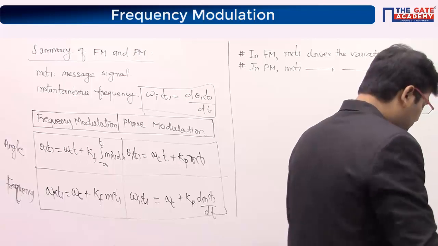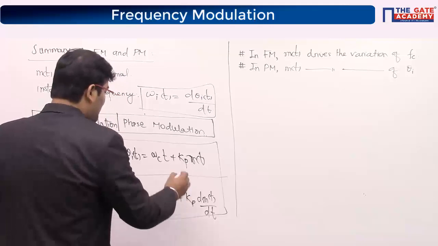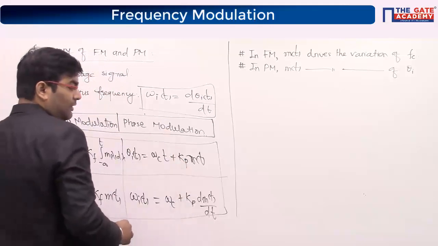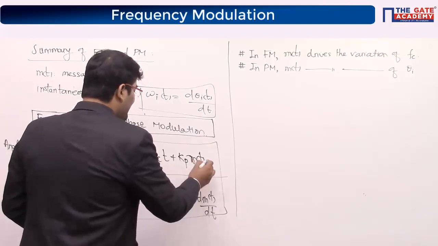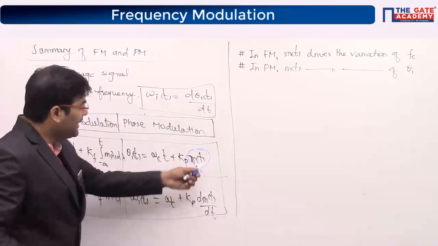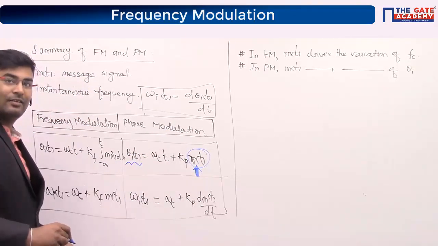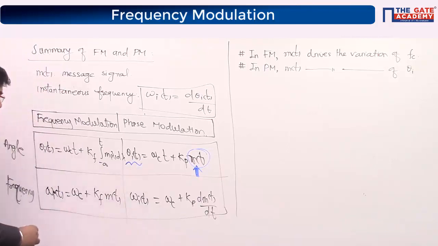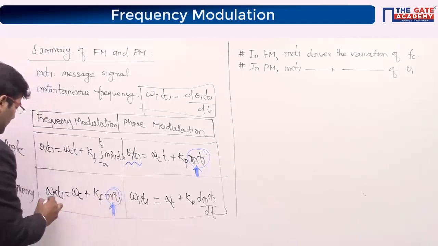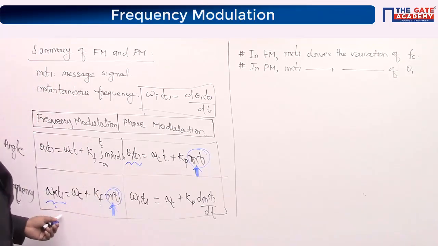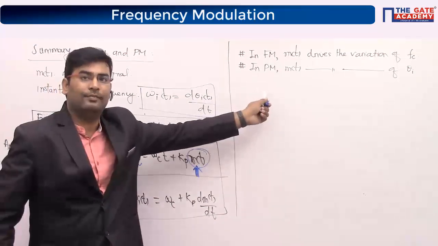So if you see that in phase modulation, this m of t I am talking about, if you change m of t up and down, the angle is also changing. Can you see it? And similarly, if you change m of t here, the instantaneous frequency is changing. Can you see it? Look at the beauty, guys, of what I have written there.